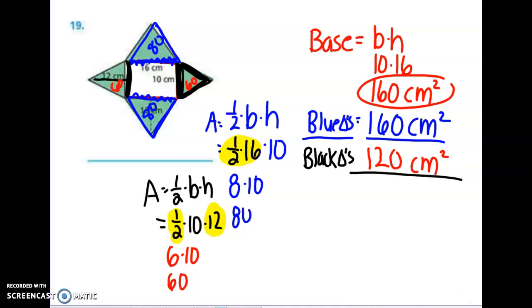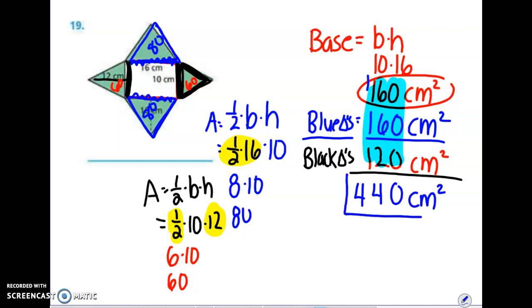And then finally what we're going to do is I'm going to add these numbers together. I'm going to add straight down. So I've got 0 in my ones place. 6 plus 6 plus 2 is 14. I'm going to carry my 100. So I've got 440 centimeters squared is the area for that one.